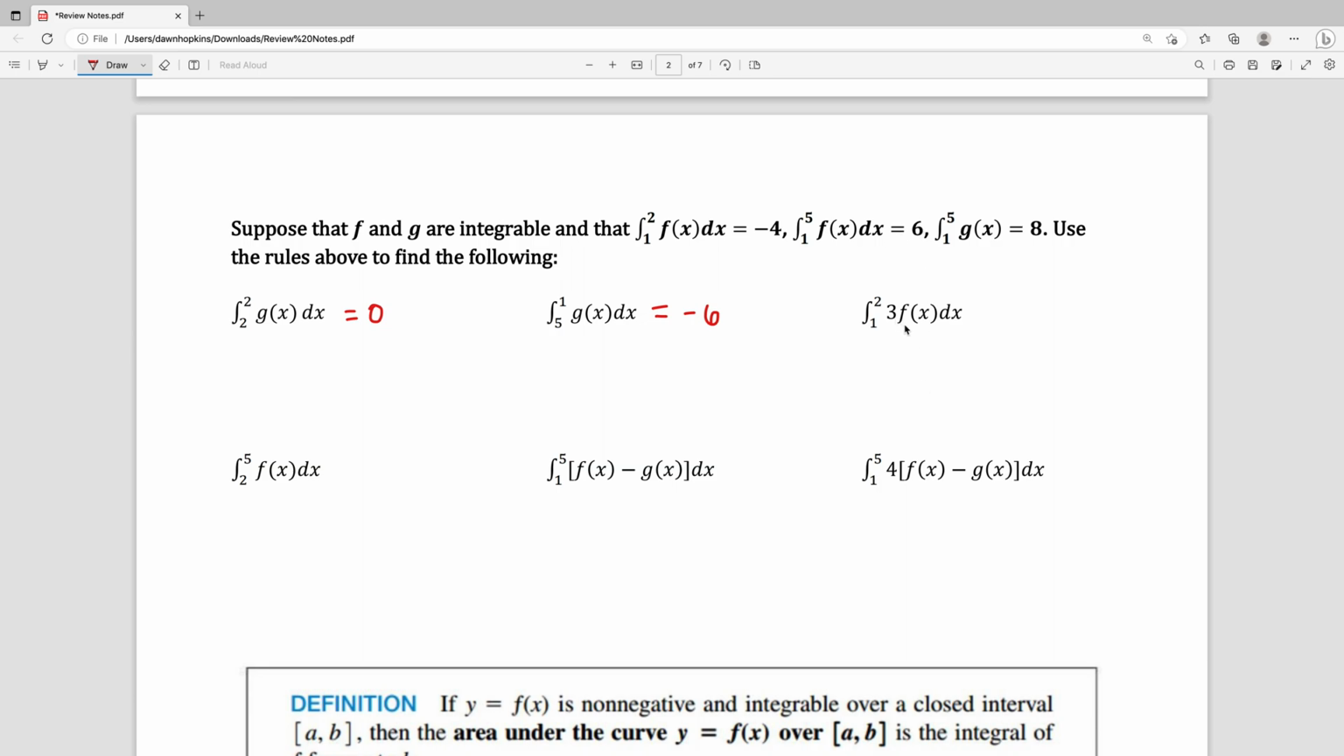This third one here, this one I mentioned on that previous page, I've got the number 3, which is a constant inside that integral. I can very easily bring it in front. So now we've got 3 times the integral from 1 to 2 of that f of x. We know that this value here is going to be -4 because we're given that information. So we're just going to have 3 times -4 or -12.